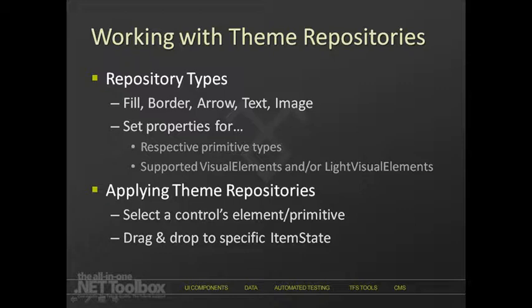Once again, to apply a theme repository, as you saw a second ago, I just selected the control's element that I wanted to edit, that gradient fill primitive, and then I created that repository, and I simply drag and drop it to the item state that I want to apply it to.